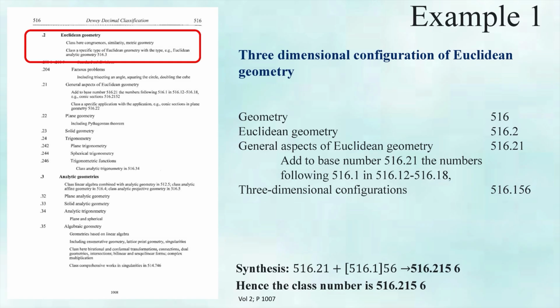Our base number was 516.21, because it was said to add to the base number 516.21. Then we have to omit the initial 516.1 of 516.156. Therefore, we get 516.2155, then a bit of space, finally 6. So the number will be 516.2156. This is the number for three-dimensional configuration of Euclidean geometry.